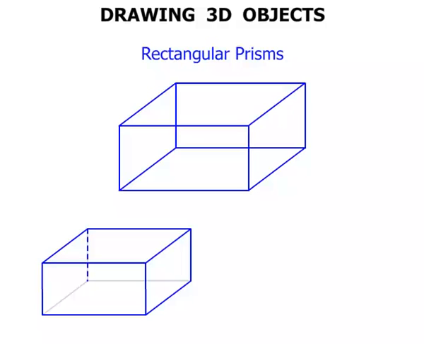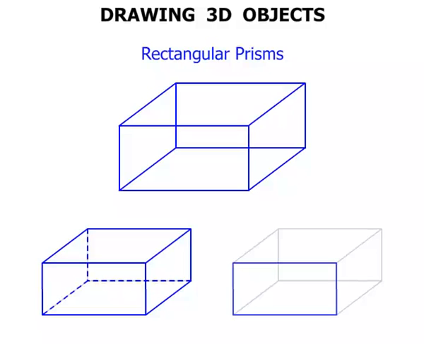Alright, we could do almost the same thing as we just did. Darken in all the edges we can see, and the ones we can't see, we'll actually just rub them out. So there we have it, 3 rectangular prisms there.